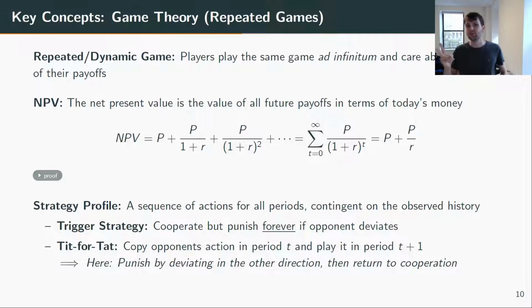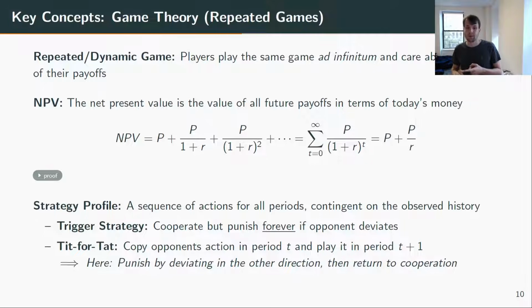And we're going to consider two strategy profiles. Now a strategy is no longer, I'm going to play up and you're going to play middle or whatever. Now a strategy is contingent on what's happened in the past and what's going to happen in the future. So for instance, I have to say, well, if you play this today, this is what I'm going to do for the next n periods, till time runs out. And we're going to consider two types of strategies here.